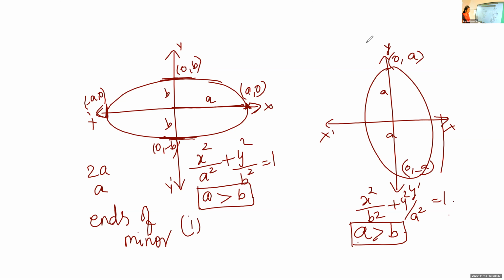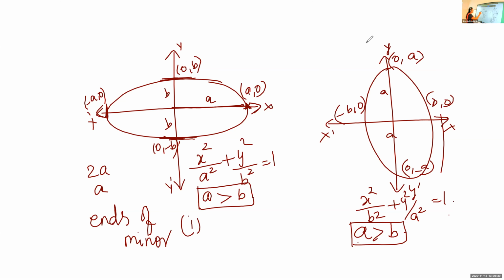What about the ends of the minor axis? What will be the ends of the minor axis? Yes, B, 0 and negative B, 0. Okay, those are the ends of the minor axis.